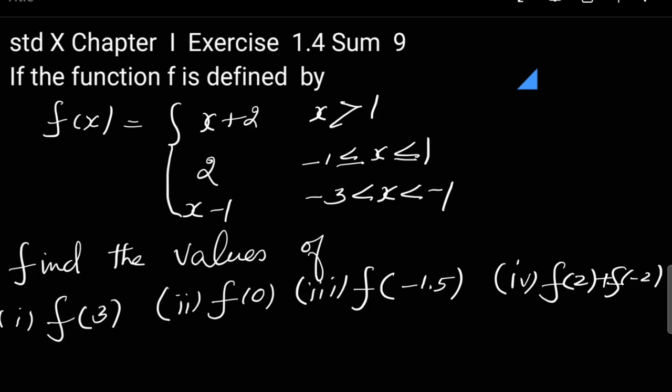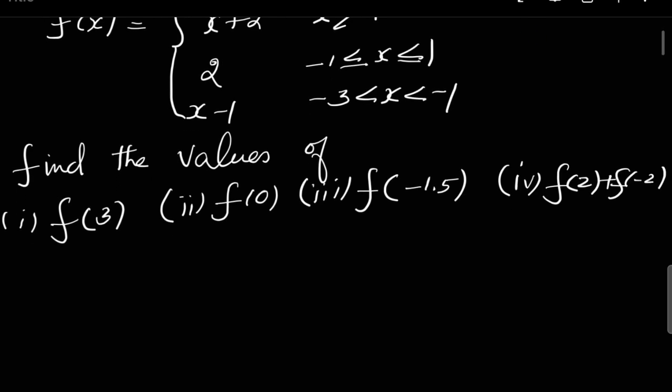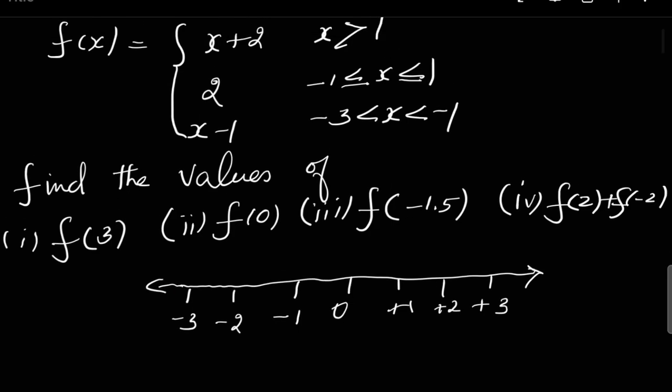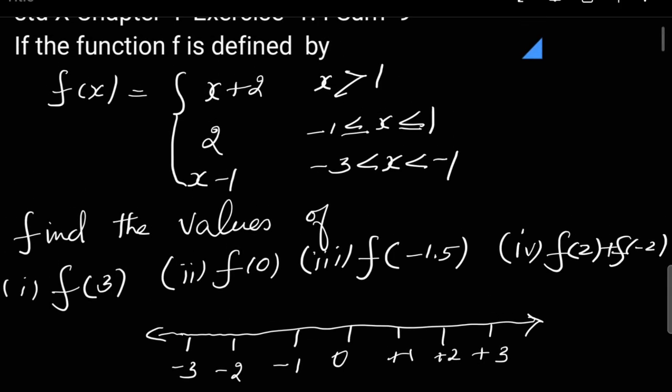First we will draw the number line for integers. The center value is 0. Towards the right side you will get positive values plus 1, plus 2, plus 3. Towards the left side you will get negative values, minus 1, minus 2, minus 3. Here up to minus 3 only you have, so you can stop here.